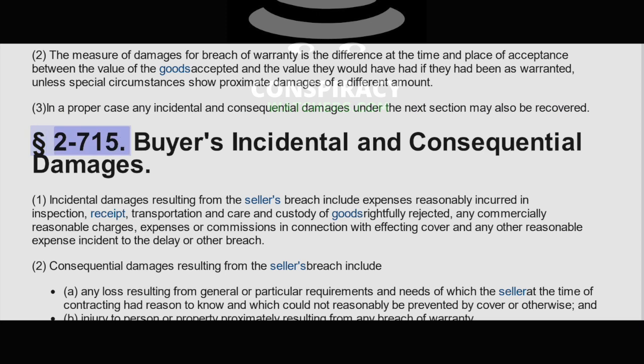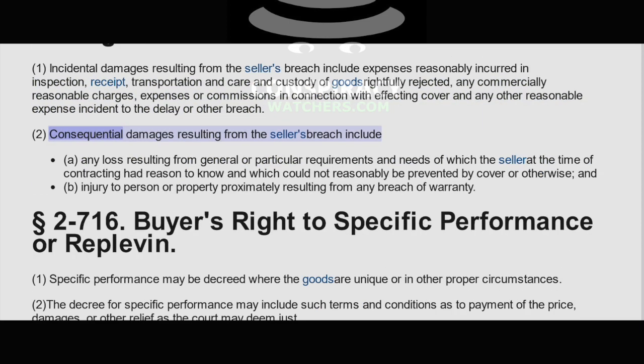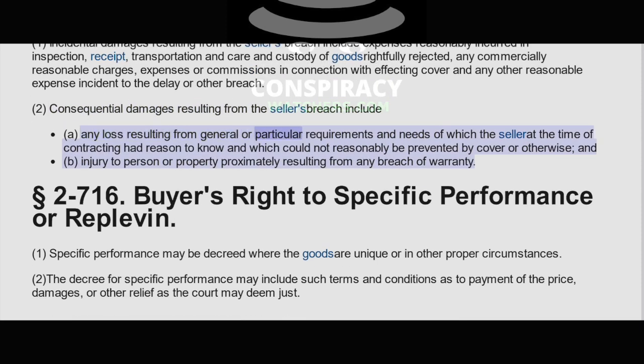Section 2-715. Buyer's incidental and consequential damages. Incidental damages resulting from the seller's breach include expenses reasonably incurred in inspection, receipt, transportation and care and custody of goods rightfully rejected, any commercially reasonable charges, expenses or commissions in connection with effecting cover, and any other reasonable expense incident to the delay or other breach. Consequential damages resulting from the seller's breach include any loss resulting from general or particular requirements and needs of which the seller at the time of contracting had reason to know and which could not reasonably be prevented by cover or otherwise, and injury to person or property proximately resulting from any breach of warranty.